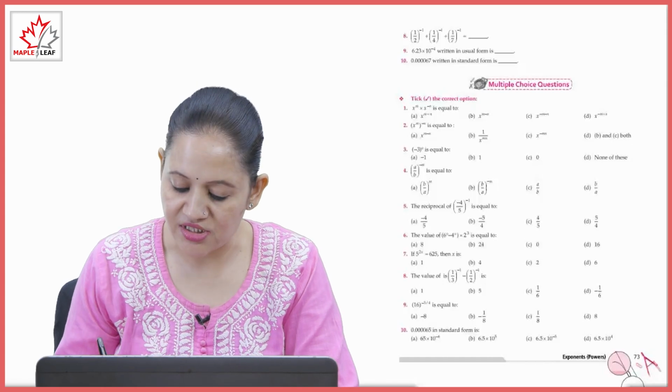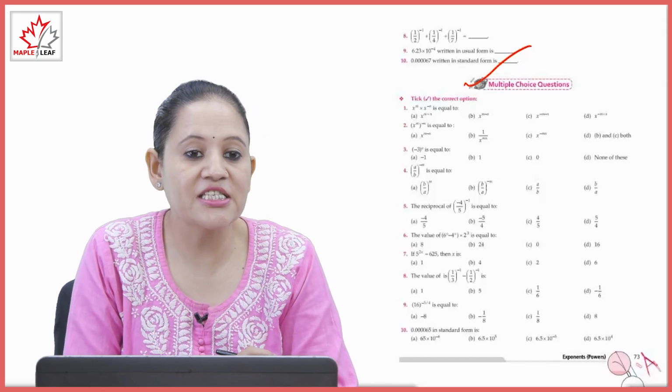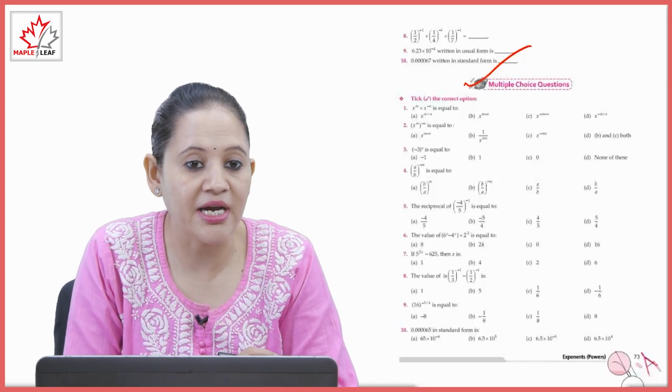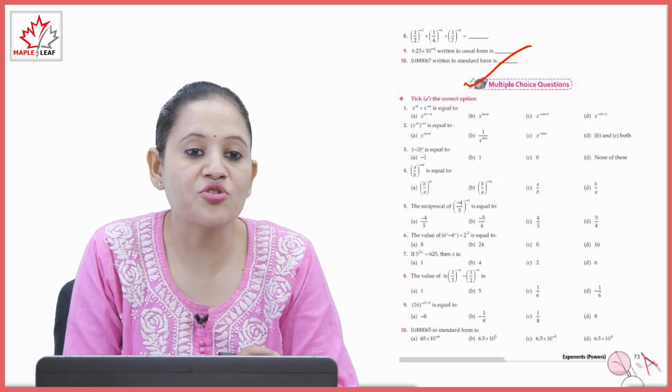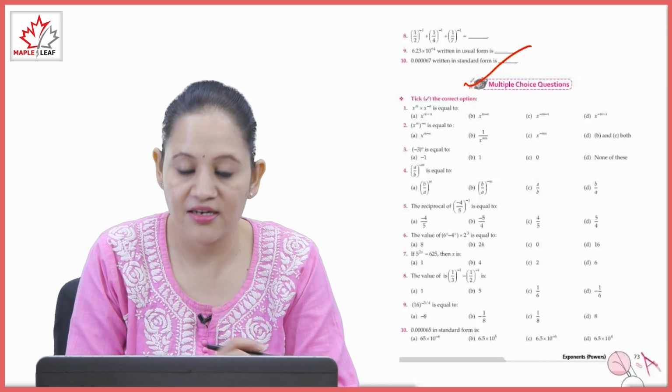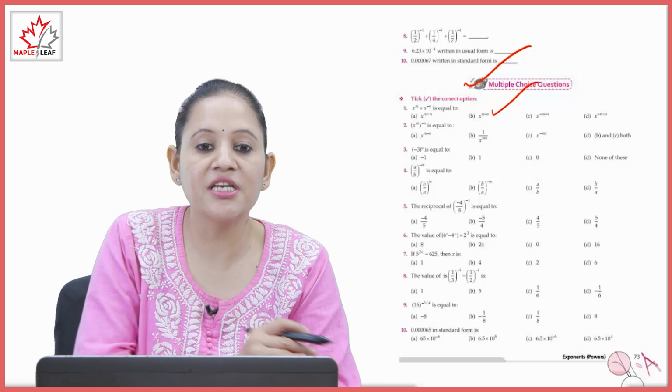नेक्स्ट, मल्टीपल चॉइस क्वेश्चंस. टेक द करेक्ट ऑप्शन. x to the power m multiplied by x to the power minus n, that is equal to x to the power m minus n. So B is the correct option here.